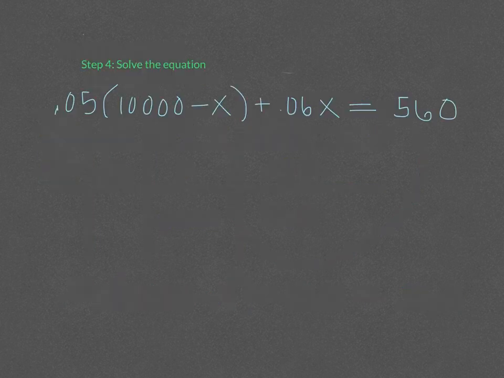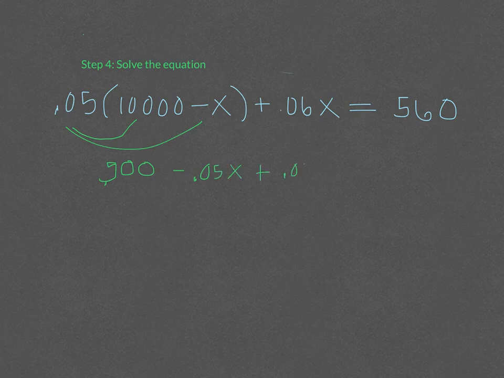The fourth step in solving a word problem would be to solve the equation. So we're just going to solve the equation that we set up in step 3. All right, so we're going to distribute that through, and we have 0.05 times 10,000 would be 500 minus 0.05x plus 0.06x equals 500, or 560, sorry.